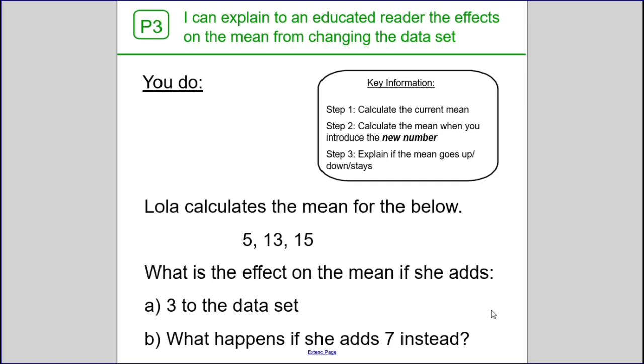Here's a question for you to try independently. You'll notice that there is no support available. Pause the video here.